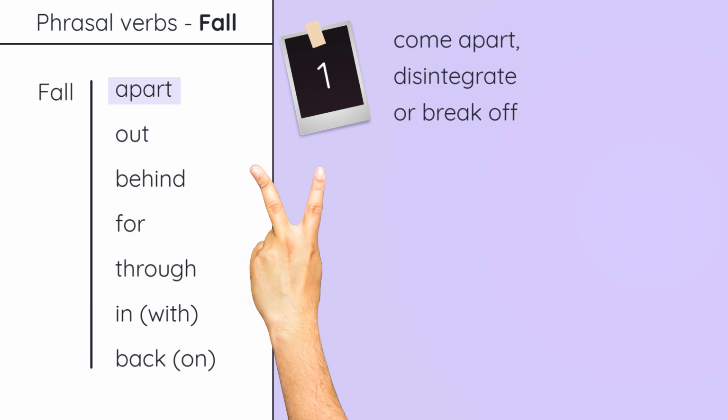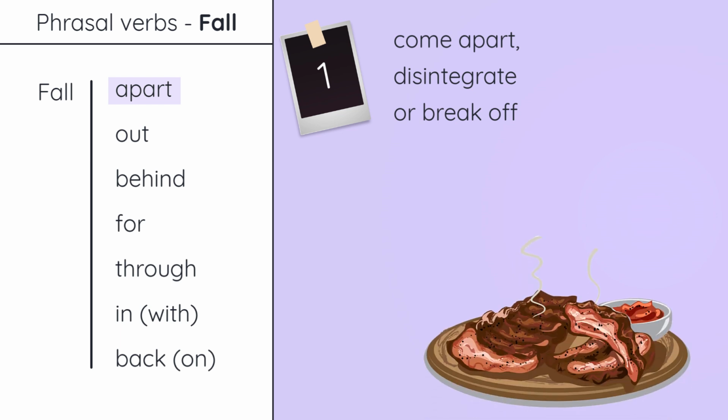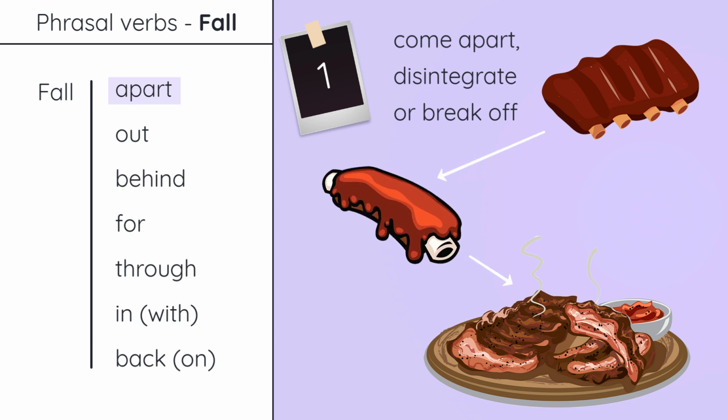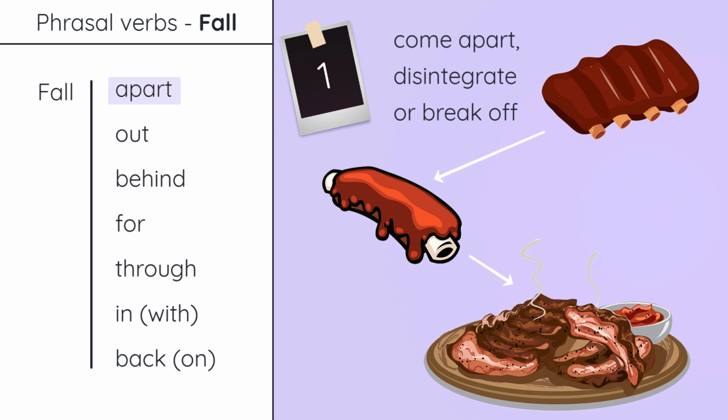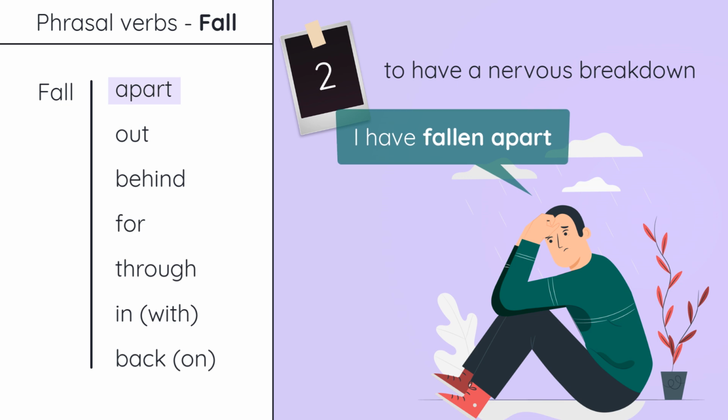The first one is basically come apart or disintegrate or break off. So if any of you have ever cooked ribs, do you like ribs? Like a big stack of ribs. Boil them, put them on a barbecue, cook them really, really well. Then the meat just falls apart, just falls off the bone. Very, very delicious. Another meaning of fall apart is to have a nervous breakdown. When someone has a nervous breakdown, we say they have fallen apart. They have lost control of themselves emotionally.